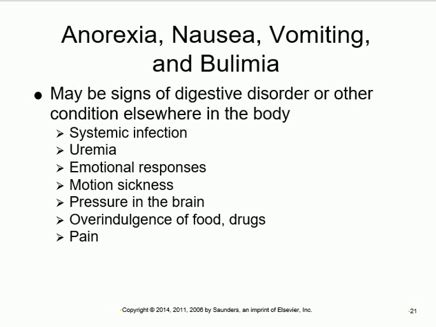Anorexia, nausea, vomiting, and bulimia. What each one of those means. Simply, anorexia: I don't want to eat. I don't feel like eating. I don't have an appetite. Loss of appetite. Nausea is I feel like I'm going to vomit. Okay? I'm going to throw up, but I didn't vomit. I feel like it.